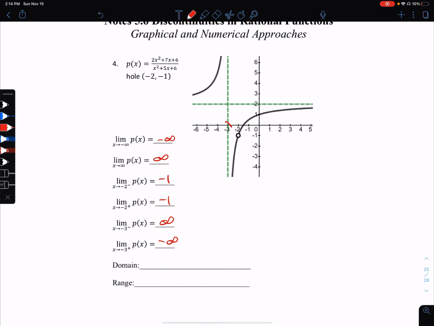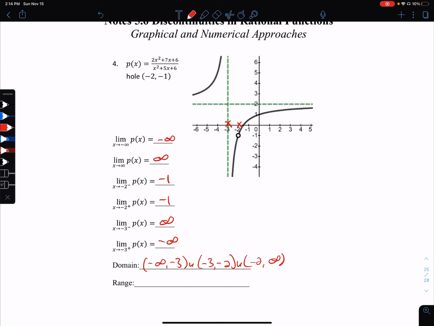The domain is everything but the x values that are not included. Those are negative 3 and negative 2. The domain goes from negative infinity to negative 3 in union with negative 3 to negative 2 in union with negative 2 to infinity. Everything but negative 3 and negative 2.